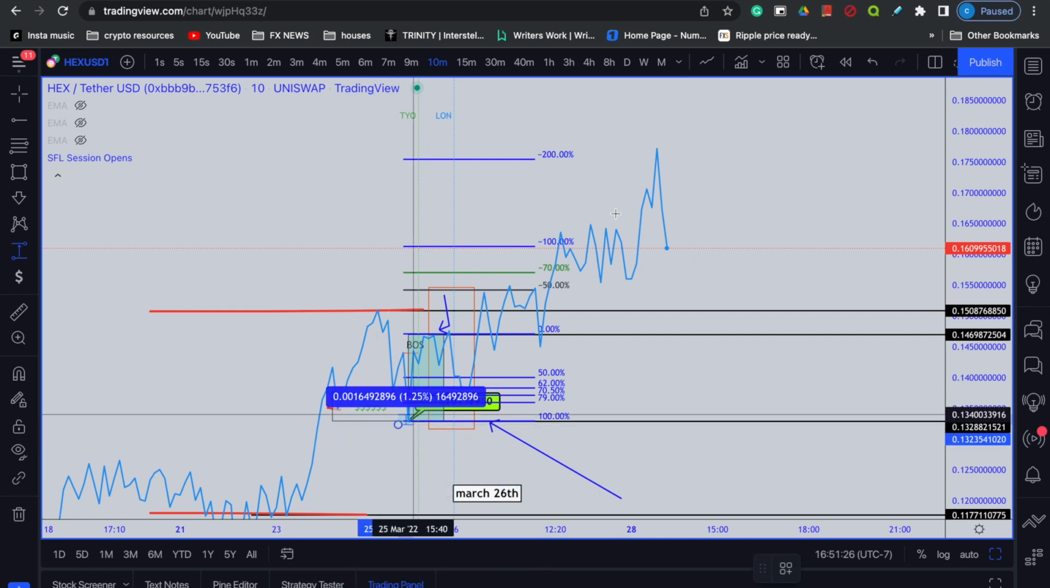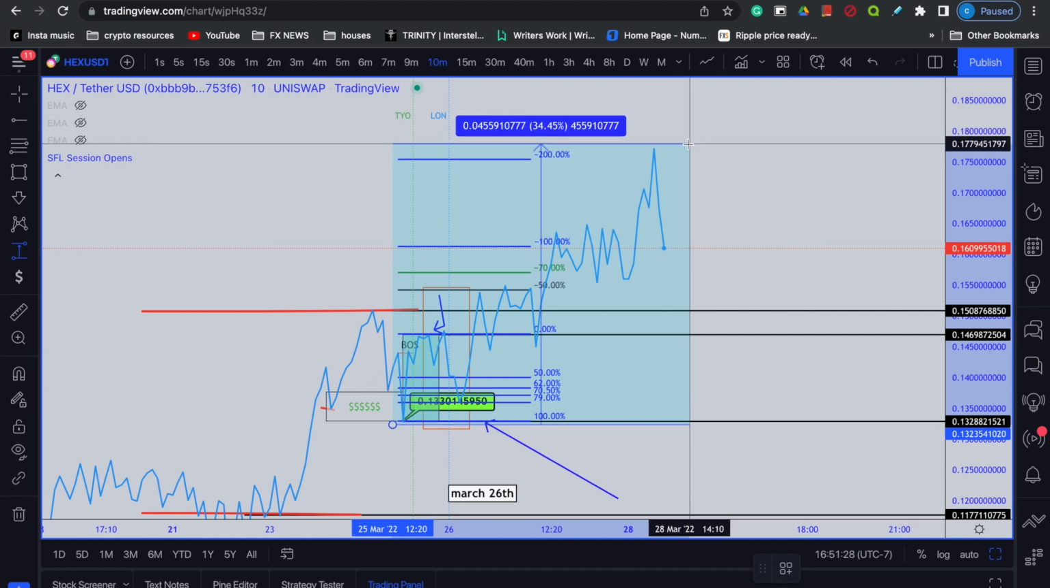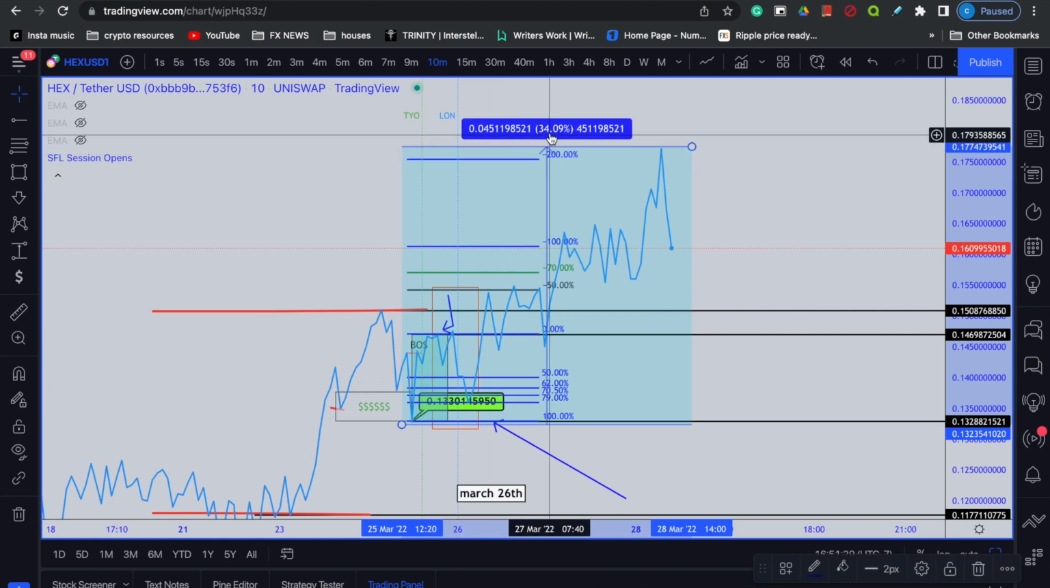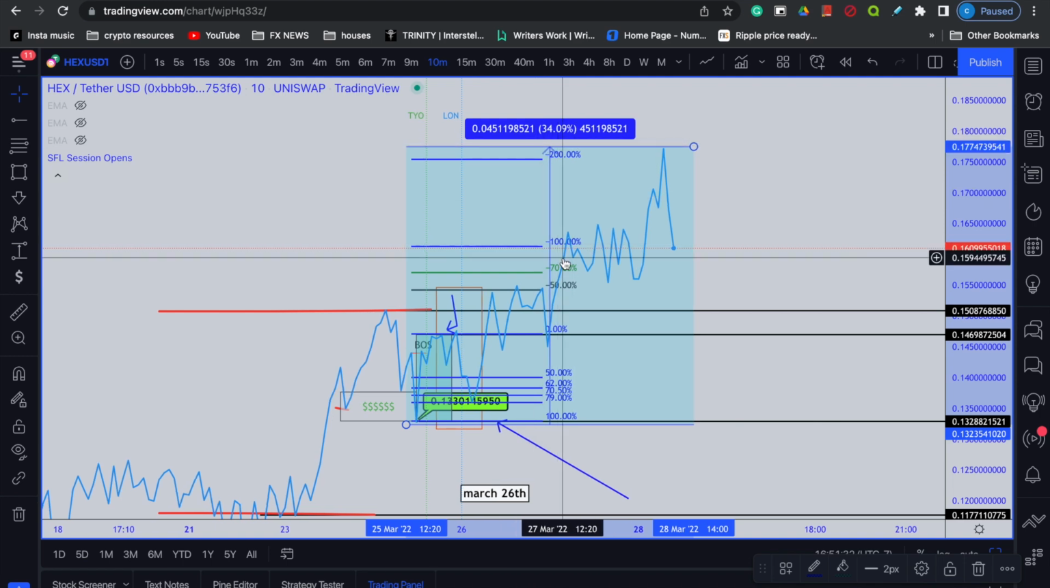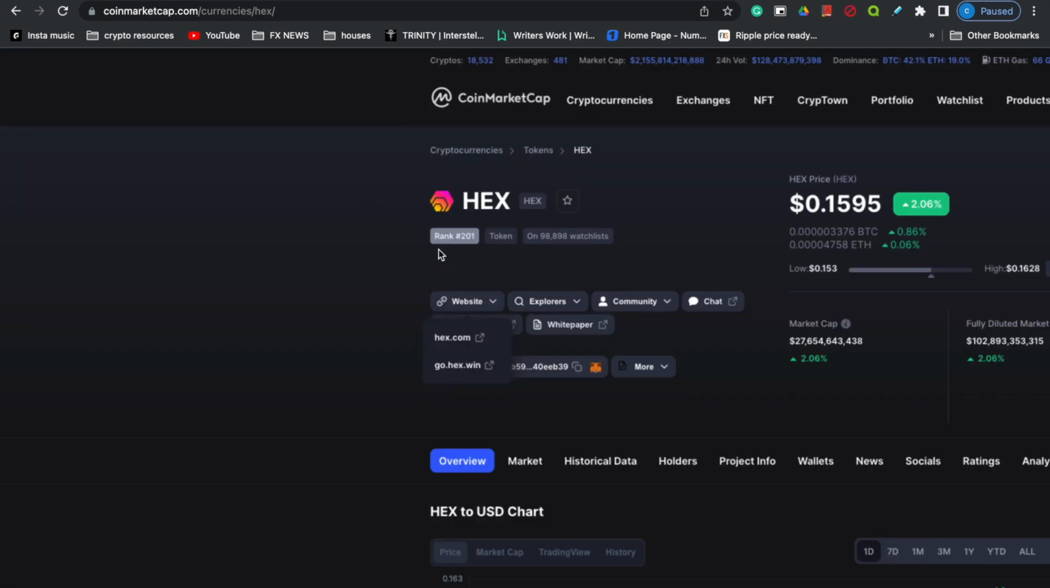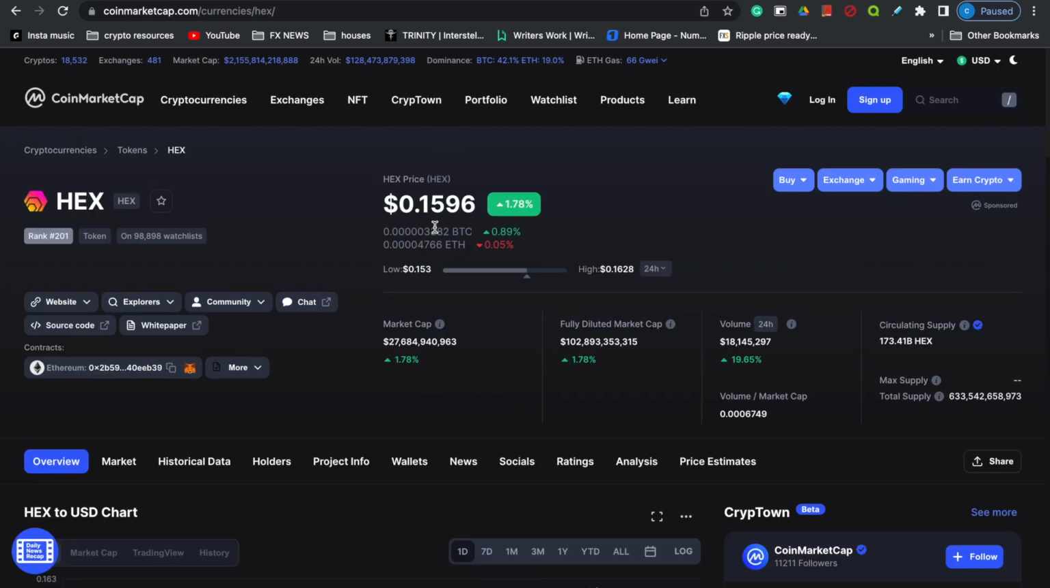I bought this on an exchange, all right? And you guys can see that this was a 34% run on my initial capital. All right, so why am I investing in Hex? You guys can go check this out on coinmarketcap.com. Hex is currently floating at around 15 cents. We have a market cap of 27 billion, okay? And Hex ranks right now at number 201.